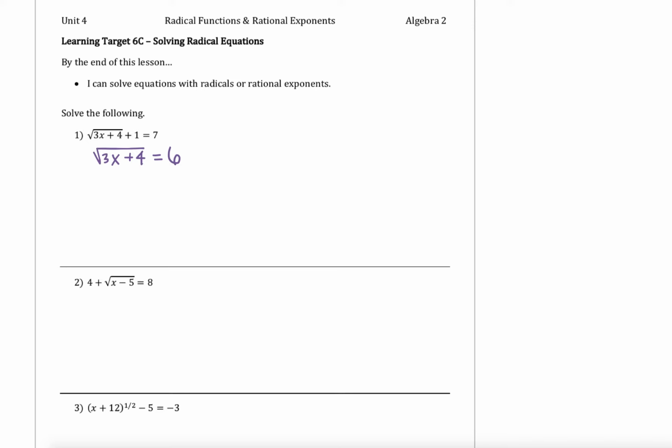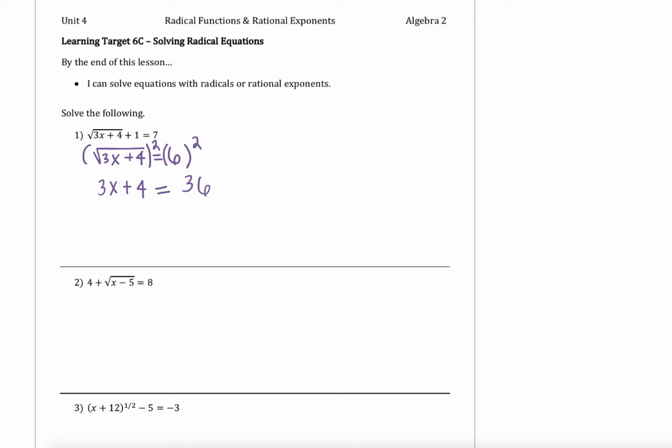Now that the square root term is isolated, what could we do to the left-hand side to get rid of that square root? If we square the left-hand side, the square root and the square cancel each other out, and we would just be left with 3x plus 4, which is our radicand. But whatever I do to one side, I have to do to the other side to keep the equation balanced. So since I'm going to square the left, I also have to square the right. 6 squared would be equal to 36 then.